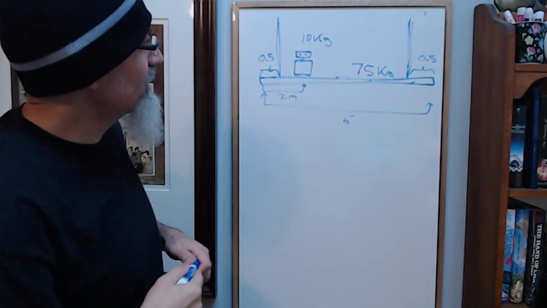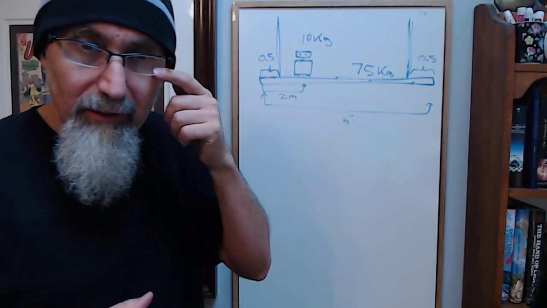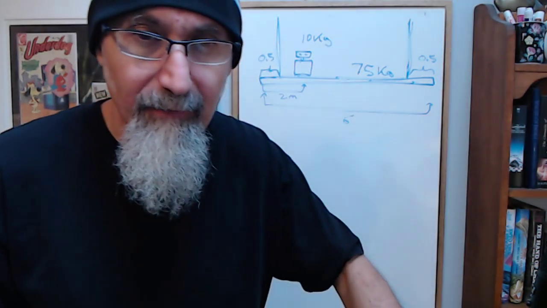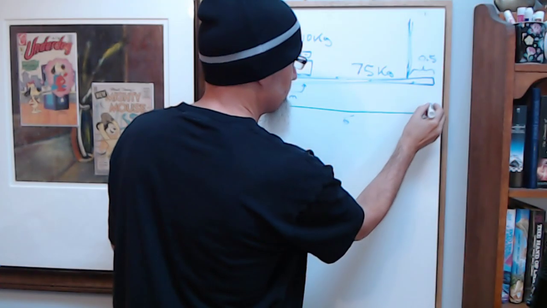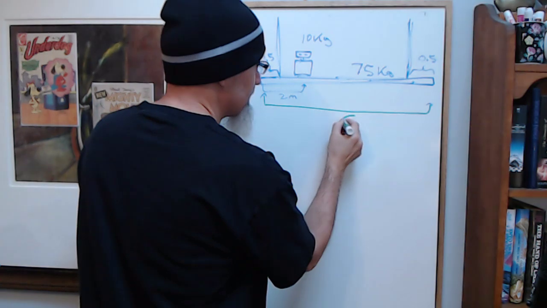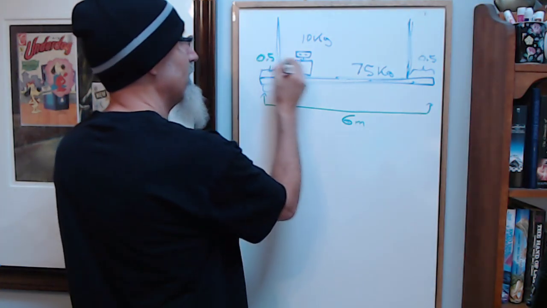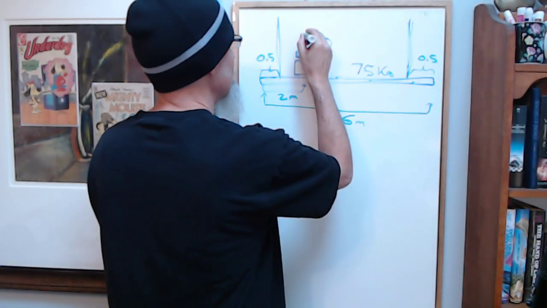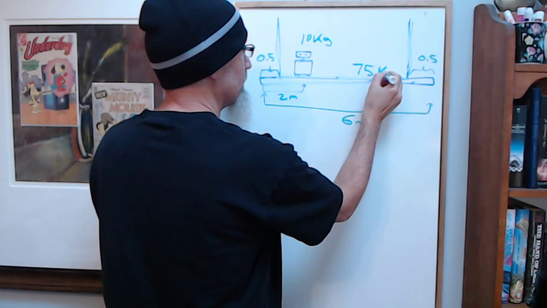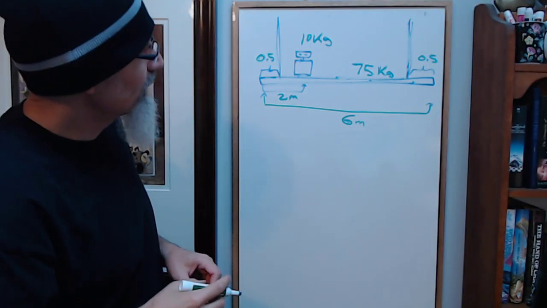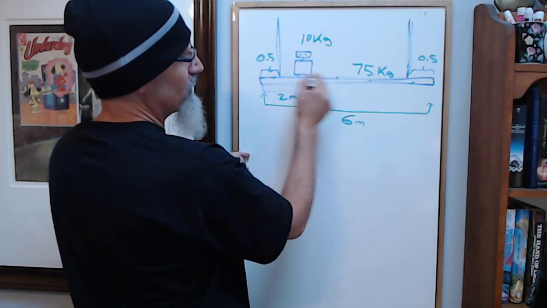Is there anything else? No, that would be it, right? So you're given this information. Hopefully I'm not missing anything, and hopefully this is coming out. Let's see. Is this better? That's a little bit better. 6, 2 meters, and these are all meters, right? 0.5, 0.5, 10 kilograms, 75 kilograms. Oh, we do need this distance too. The distance, oh no, we got that figured out.